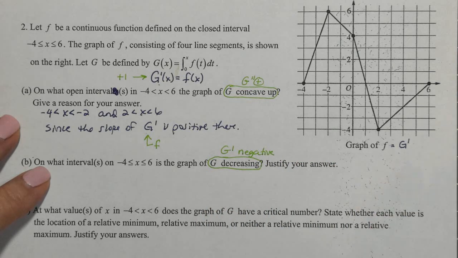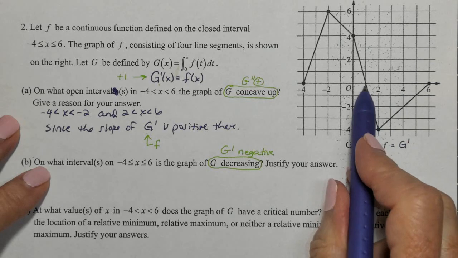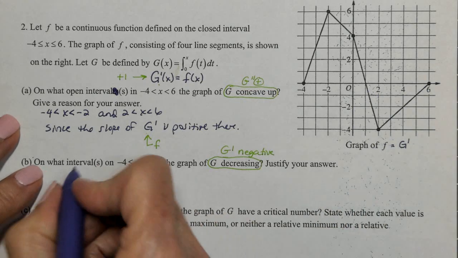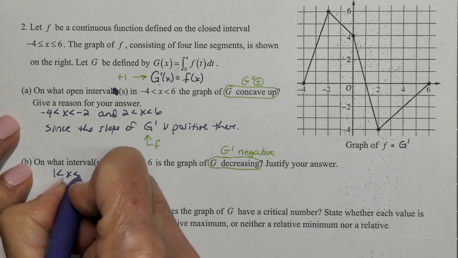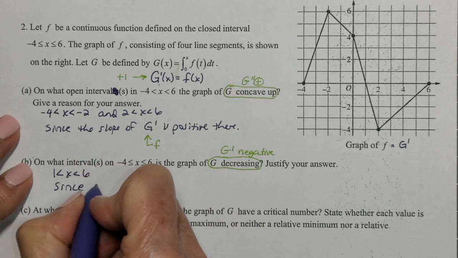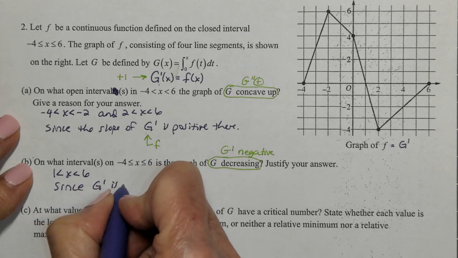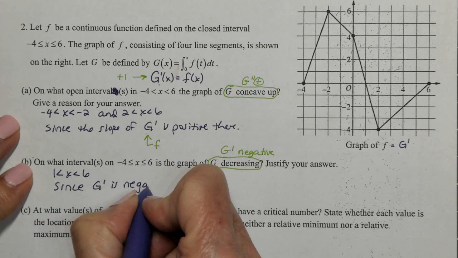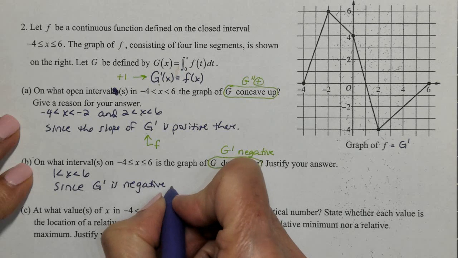And I have the graph of g prime. And I can see where g prime is negative. And g prime is negative from 1 to 6. So from 1 to 6, since g prime is negative, there.